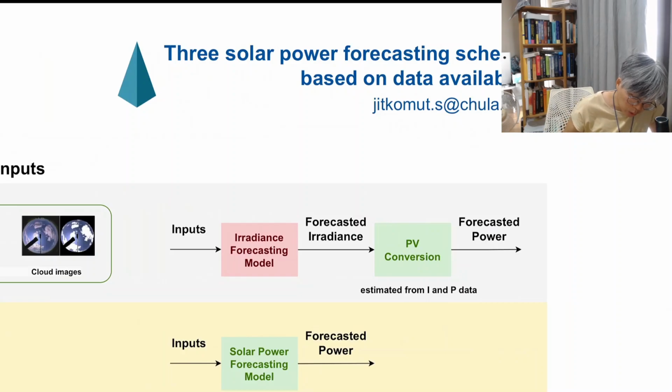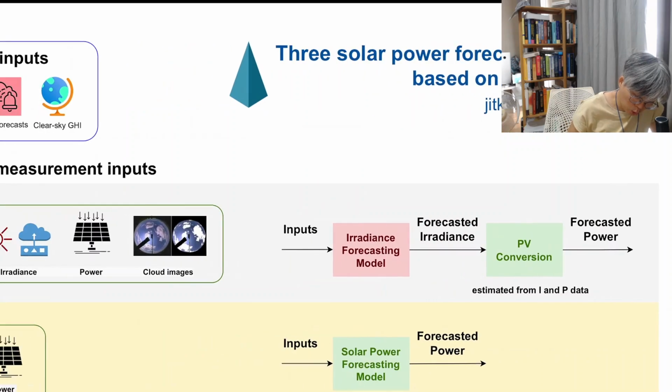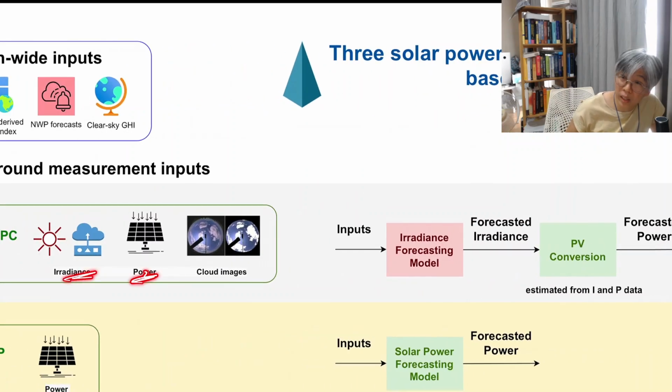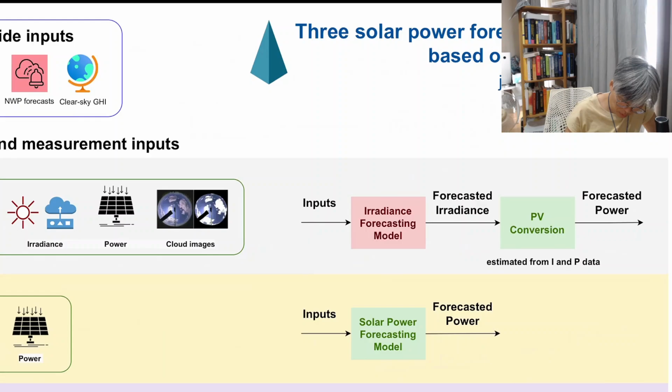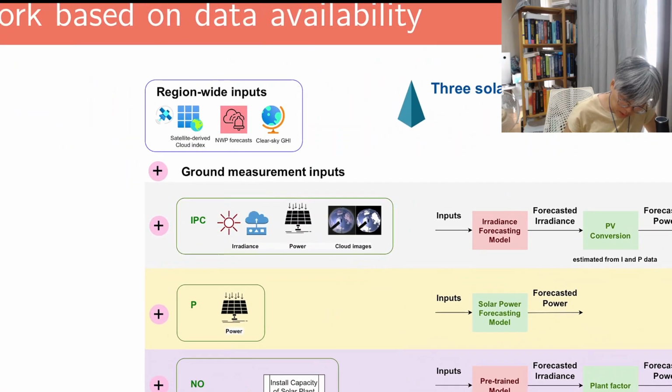I would go to the indirect approach, where I develop an irradiance forecasting model so that I get irradiance first. But I'm going to use the data set of irradiance and power that I have to develop a PV conversion model, like a linear regression, to calculate this factor so that I can convert irradiance to power. Okay, this is the first choice. If you fall into this category, you may try this approach.